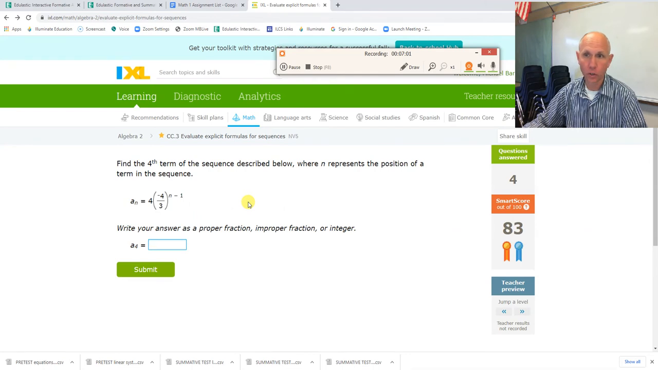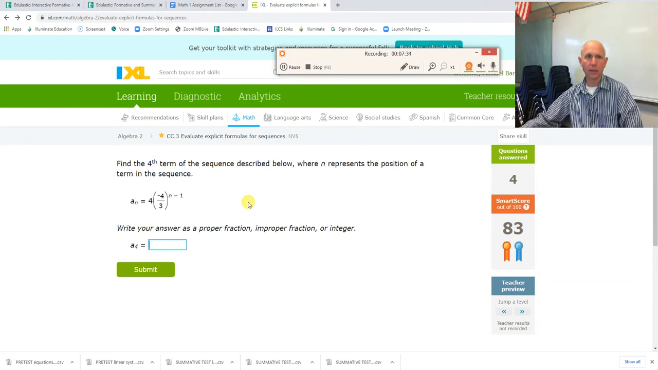Find the 4th term. So we got to plug in a 4. Okay, ooh, I like this. So negative 4 divided by 3 gives me negative 1.3 repeating. I'm going to raise that to the 4 minus 1 power. So I'm going to raise it to the 3rd power. And then I'm going to multiply that by 4. But it does not like that answer.